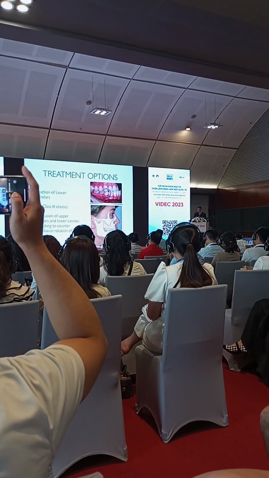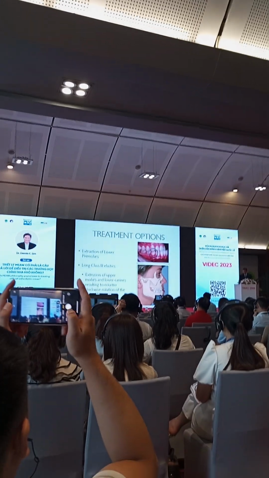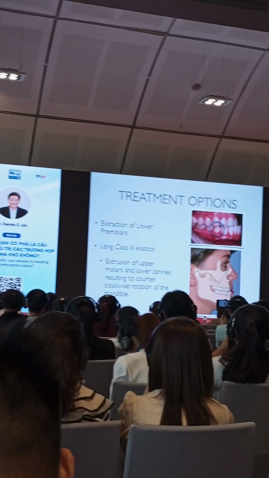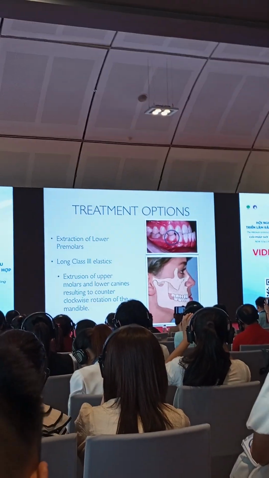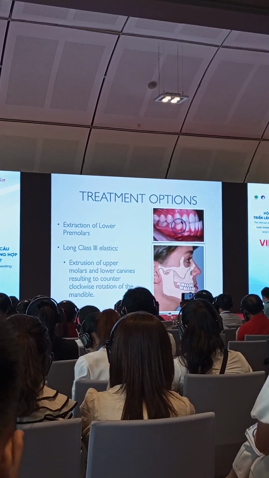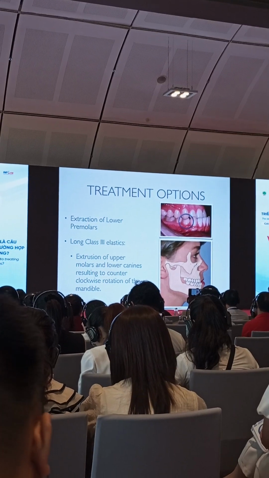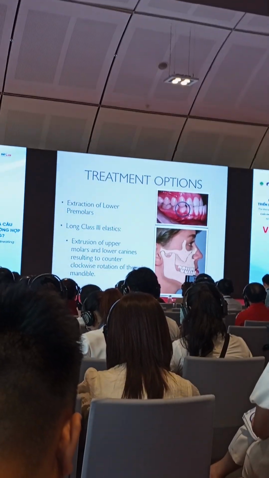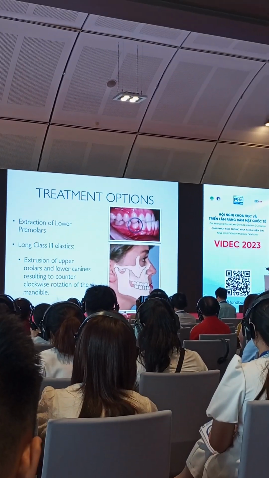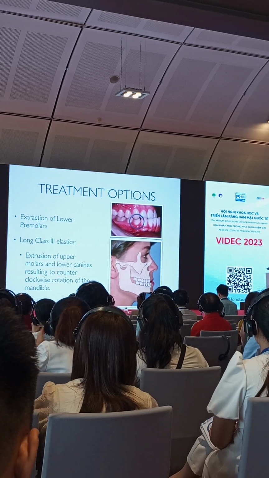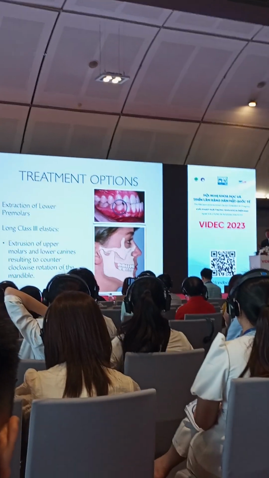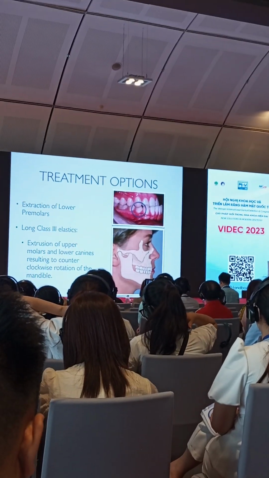So when we have a class 3 malocclusion, one option is to extract the lower first premolar, retract the canine, and do anterior retraction, then you will be able to correct the underbite. Or you can probably use class 3 elastics, meaning a long class 3 elastic. When you use a class 3 elastic, your main purpose is to move the mandible backwards. Not just the teeth, but you want the jaw to rotate backward.